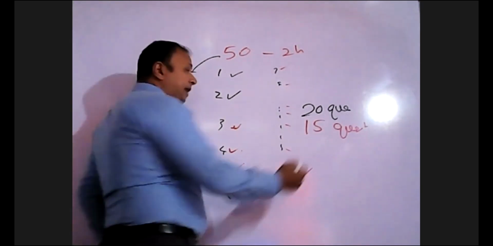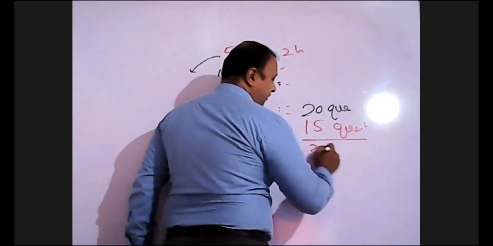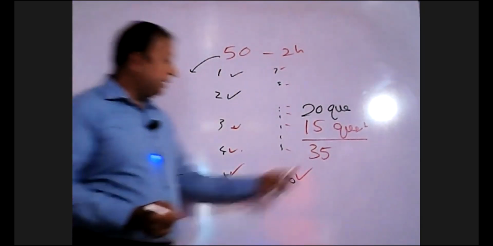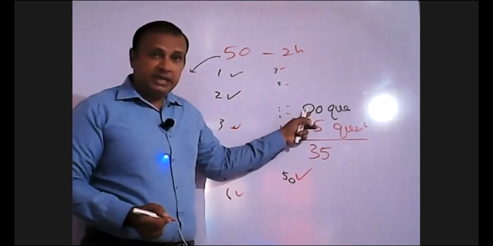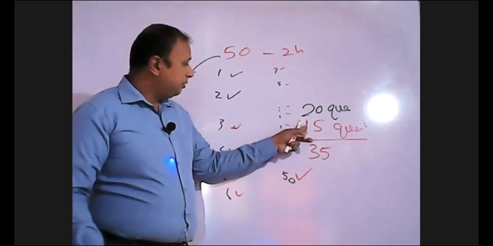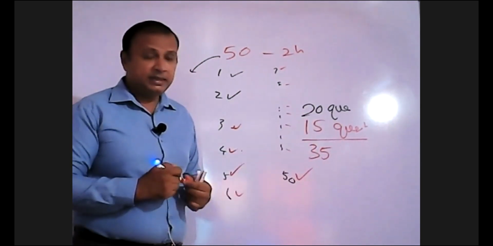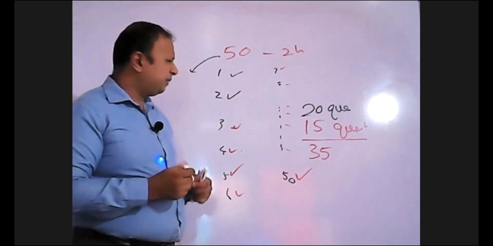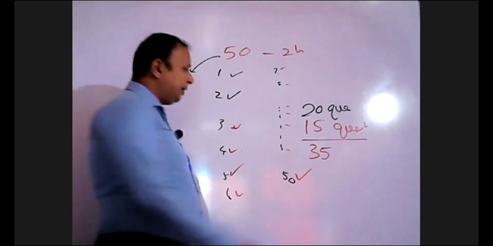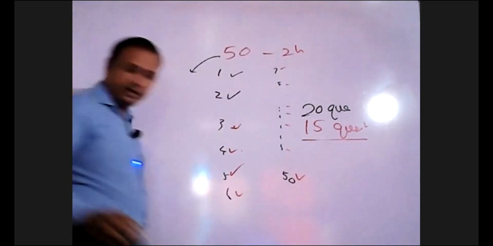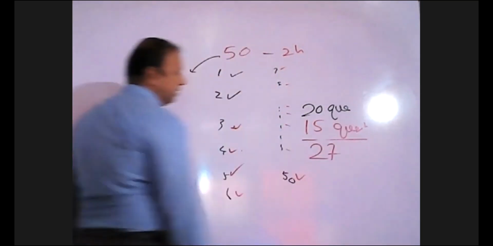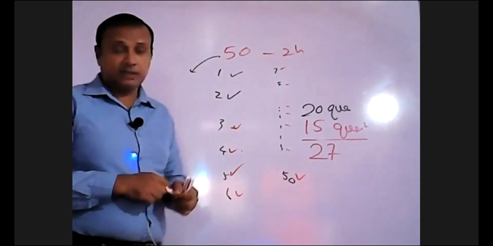Then you have done 35 questions. Among that 35, 20 are 100% sure. But for the 15, there are some doubts. Suppose among those 15 questions, 7 questions are correct. That means now you have 27 marks. Okay.